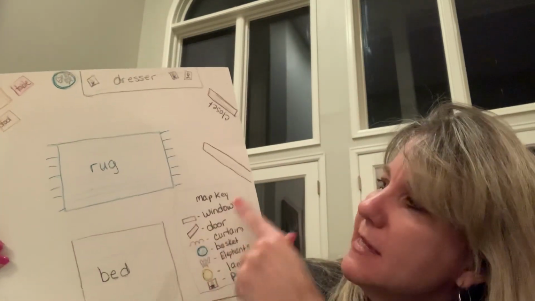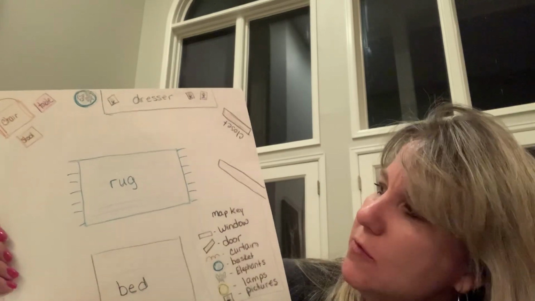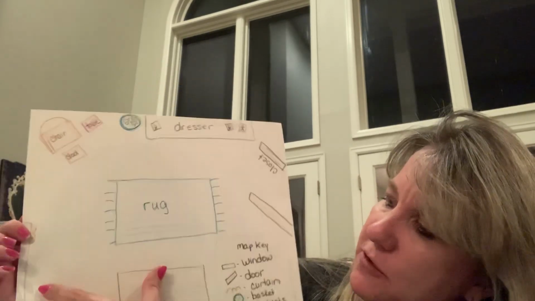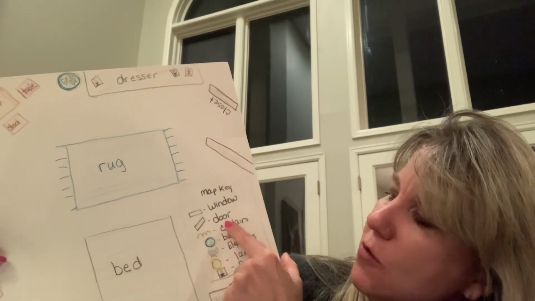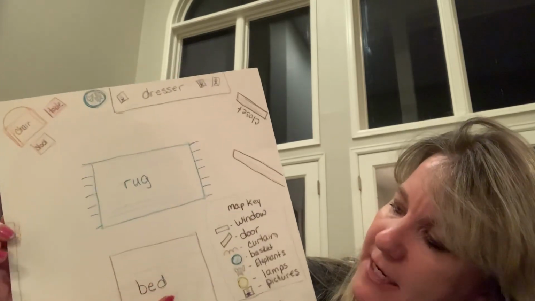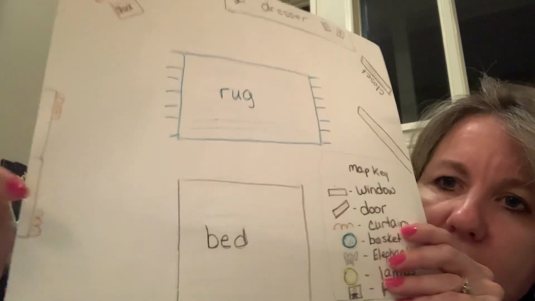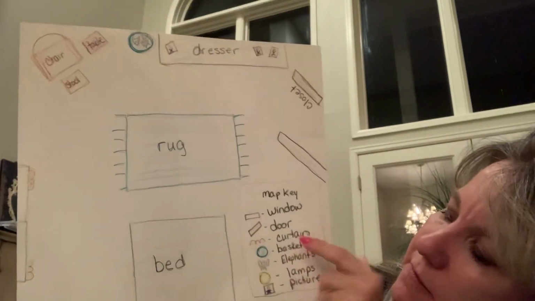One of them is the door and window. It was too thin to write it in, so I have window is this shape, which is over here, and door is this way. Then you can kind of see my curtains on there, and I put it over here.